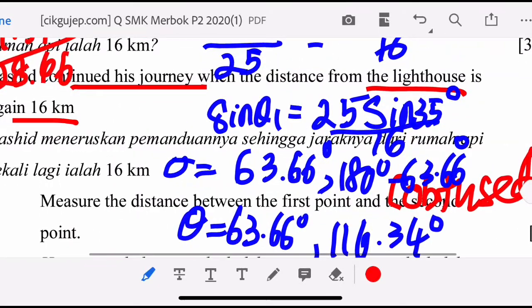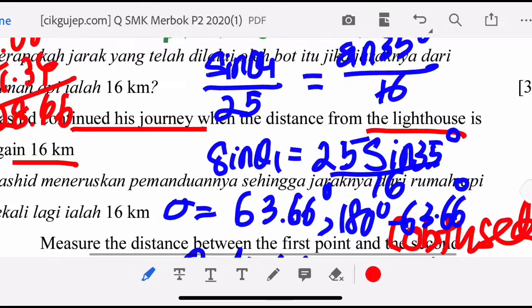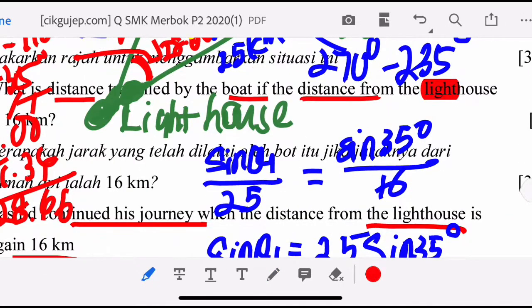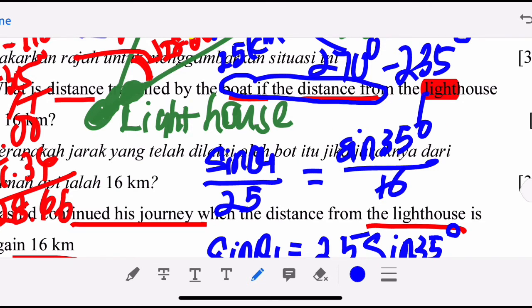Okay, so we have solved this one: measure the distance between the first point and second point. This one we haven't solved. Okay, we have solved this: the distance of the boat from the lighthouse. This is 13.38 kilometers. We have solved this, right? Okay, now we are going to solve the other one.